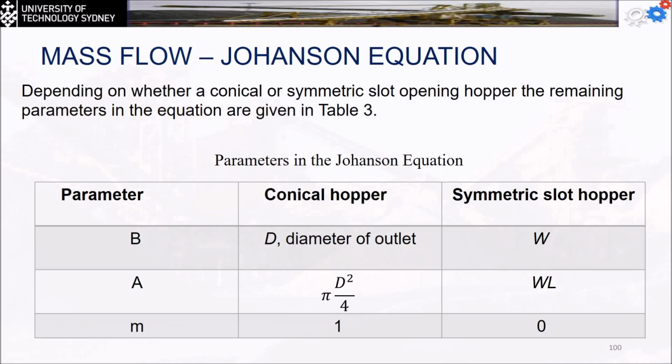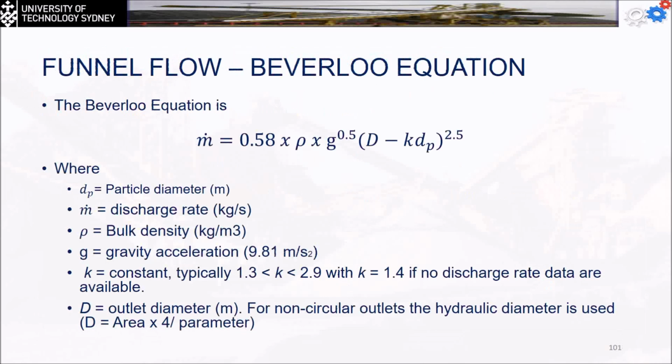Now, for the funnel flow, we can use the Beverloo equation. Now, this one is quite different because actually this was found back in the late 70s. That's about 15 years after Johanson. So he said that m dot is going to be equal to 0.58 multiplied by rho multiplied by g to the power 0.5 multiplied by (D minus k dp) to the power 2.5.